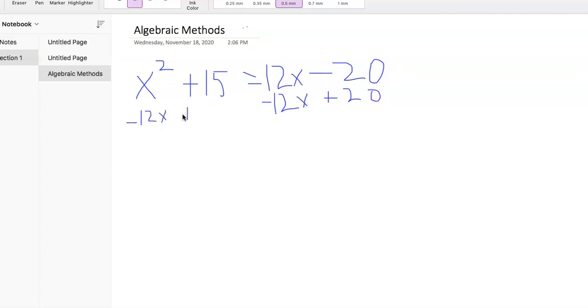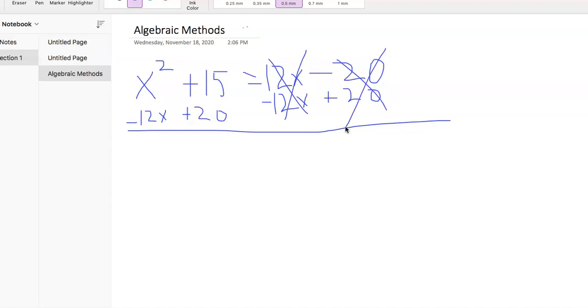Okay, so 12x minus 12x, that's nothing. Negative 20 plus 20, that's nothing. Okay, what do we got over here? We got an x squared, just combine like terms. Remember doing that a few minutes ago? Minus 12x, there's no other x's, so just minus 12x, plus 15 plus 20 is 35. Equals nothing.